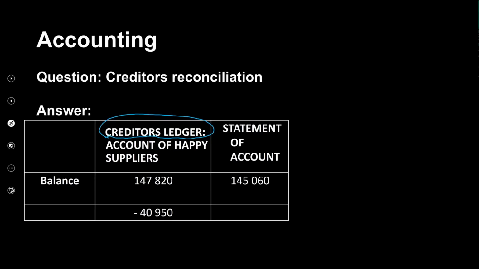So therefore, in the account of Happy, we're going to deduct minus 40,950, and in this way now we've pulled it out. So obviously we are bringing together, we are reconciling. Remember, the idea is to reconcile these two amounts. According to our books, we owe Happy Suppliers 147,820, but according to Happy Suppliers, we are only owing them 145,060. Clear? Right. Done and dusted. Next one.